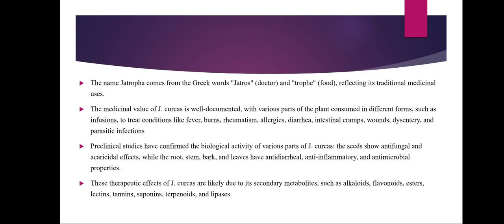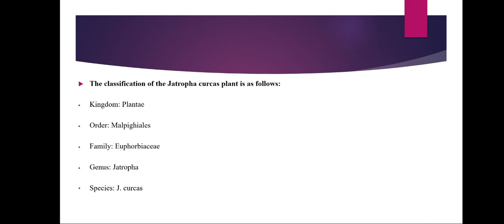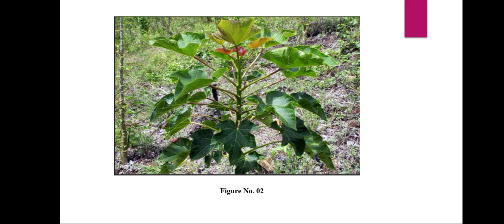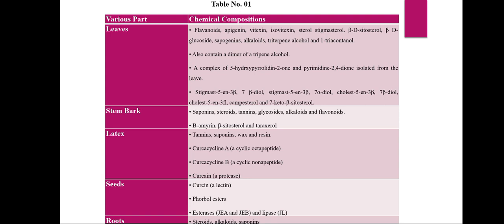These therapeutic effects of Jatropha curcas are likely due to its secondary metabolites such as alkaloids, flavonoids, esters, lectins, tannins, saponins, terpenoids, and lipases. The classification of Jatropha curcas plant is as follows: Kingdom Plantae, Order Malpighiales, Family Euphorbiaceae, Genus Jatropha, Species J. curcas. The diagram of Jatropha curcas. Table of contents of Jatropha curcas with various parts like leaves, stem, bark, latex, seeds, and roots.